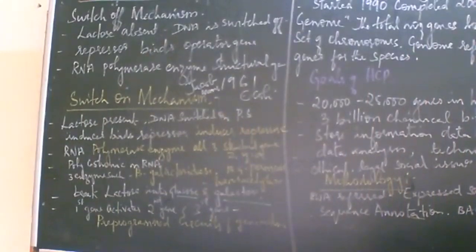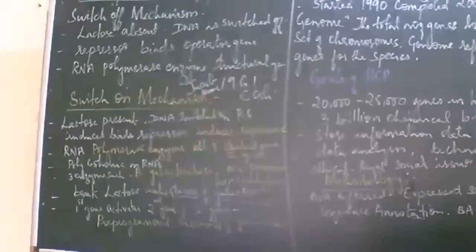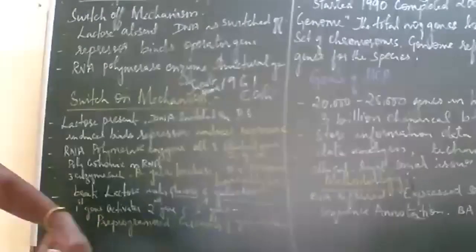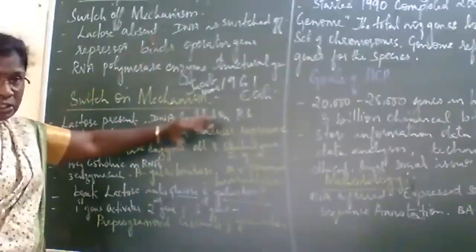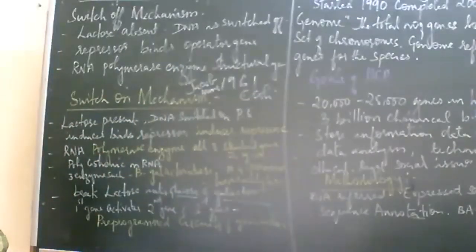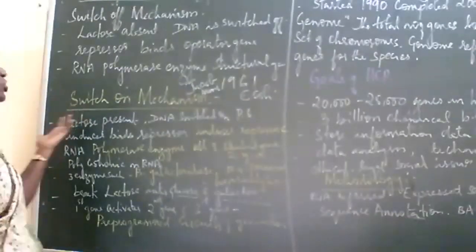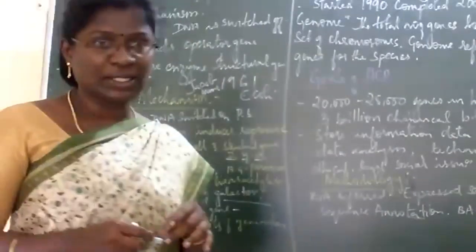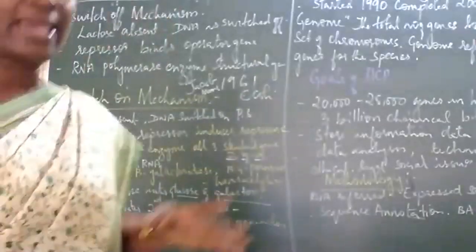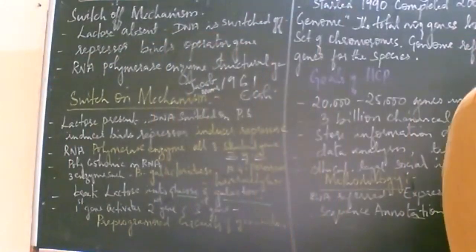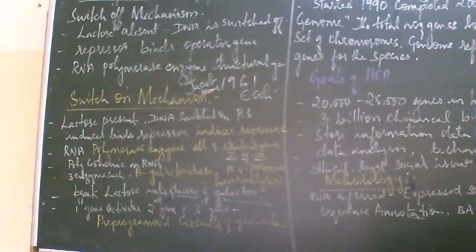Here we are telling they are regulated by genes: the regulator gene, promoter gene, operator gene, and structural gene. So it is again under the control of these genes. In the structural gene you have three types, that is Z, Y, and A. The cluster of structural genes together is called the operon.